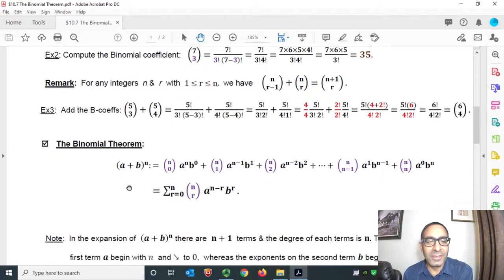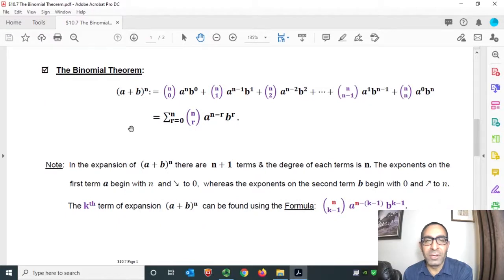Great. Awesome. So next, let's talk about the binomial theorem. The binomial theorem says the binomial (a plus b) raised to the power n equals n choose 0 times a raised to the power n times b raised to the power 0, plus binomial coefficient n choose 1 times a raised to the power n minus 1 times b raised to the power 1, plus binomial coefficient n choose 2 times a raised to the power n minus 2 times b raised to the power 2, plus dot dot dot, and the last one is the binomial coefficient n choose n times a raised to the power 0 times b raised to the power n.